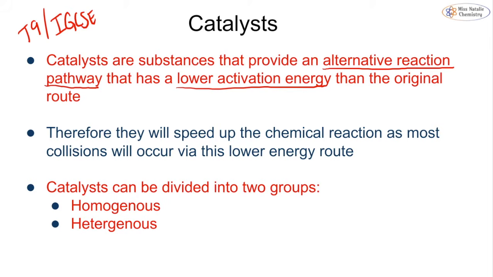So when they provide this alternative pathway with the lower activation energy, this is going to allow more molecules to have the energy that is above the activation energy, so you get more collisions happening because of this lower energy route. And catalysts can be divided into two groups. We can have homogeneous catalysts, or homogeneous catalysts, however you wish to pronounce it, and then we have heterogeneous catalysts. And you've probably come across both of these groups before, you potentially just did not know them. We're also going to revisit this back in topic 17.